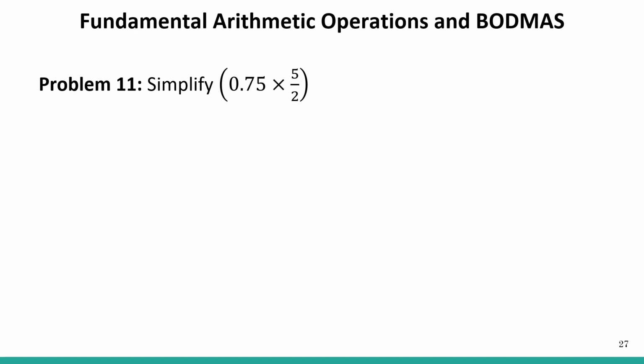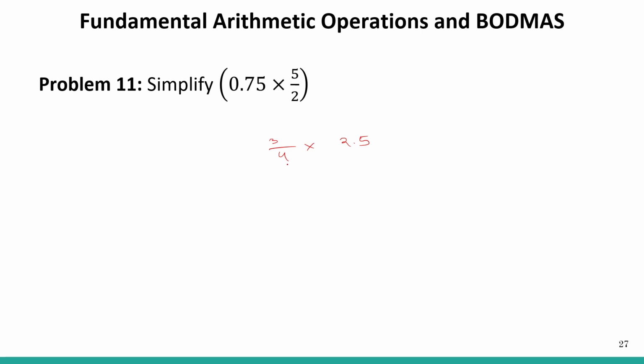Okay. So problem number 11. Simplify 0.75 into 5 by 3. So 0.75 is 3 by 4, and 5 by 3 is... that is 2.5. Okay. So what we need to do first is simplify the brackets first. Then we need to evaluate the divisions first.